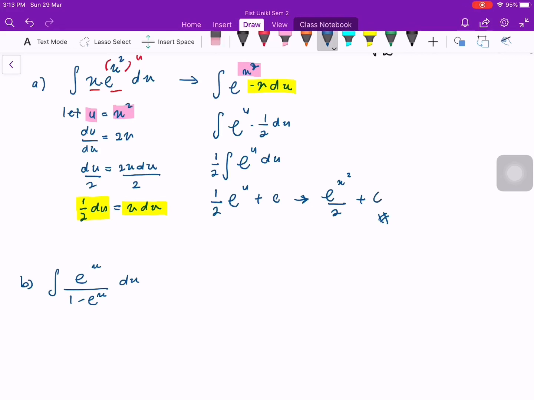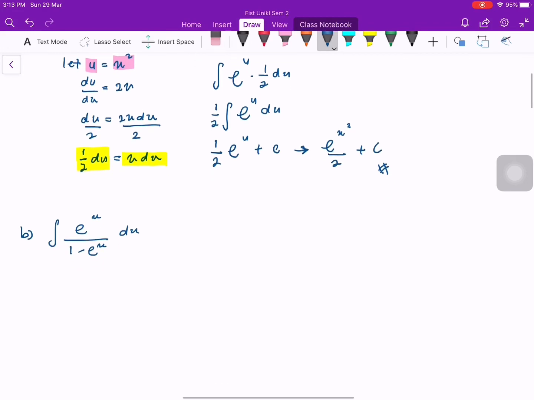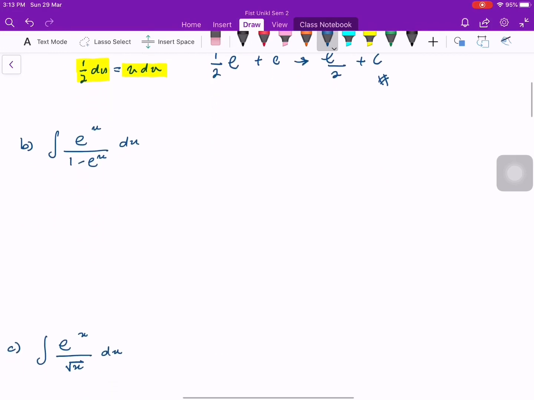Okay. Baik, untuk contoh yang kedua, iaitu contoh B, we have a function of e to the power of x over 1 minus e to the power of x. This is actually a type of ratio, and if you notice, on both numerator and denominator we have an exponent function. So untuk case macam ni, kita akan consider seperti mana contoh yang saya tunjukkan dalam video yang pertama, di mana kita akan pilih the denominator sebagai u substitution.